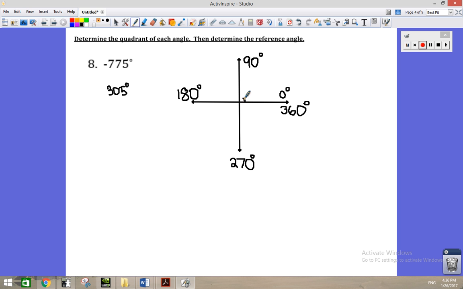And I know that 305 degrees going counterclockwise is between 270 degrees and 360. So this is this angle, 305 degrees. For my reference angle, I'm in quadrant 4. If the terminal side of the angle of interest lies in quadrant 4, the reference angle will be 360 degrees minus this quadrant 4 angle.